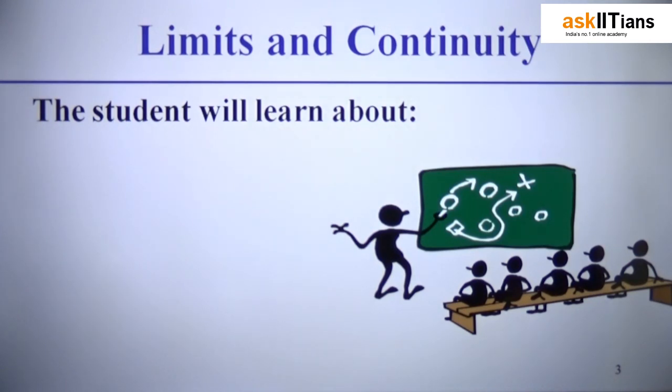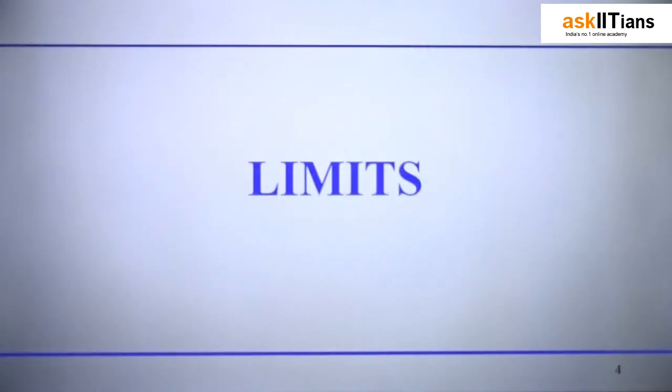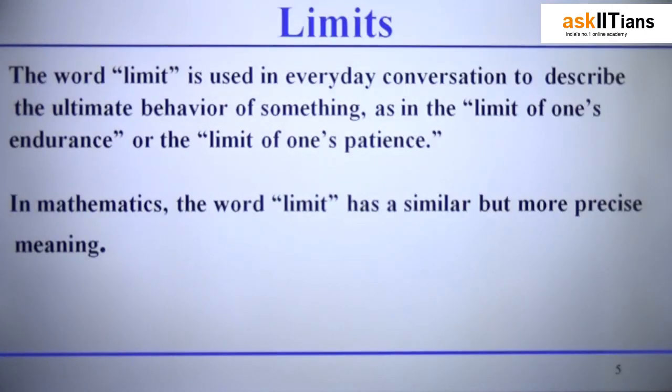In this chapter, we learn about limits, finding out limits, one-sided limits, infinite limits, and continuity. So let's start with this. The very first is limits. The word limit in English is used in everyday conversation to describe the ultimate behavior of something, as in the limits of one's endurance or the limit of one's patience.